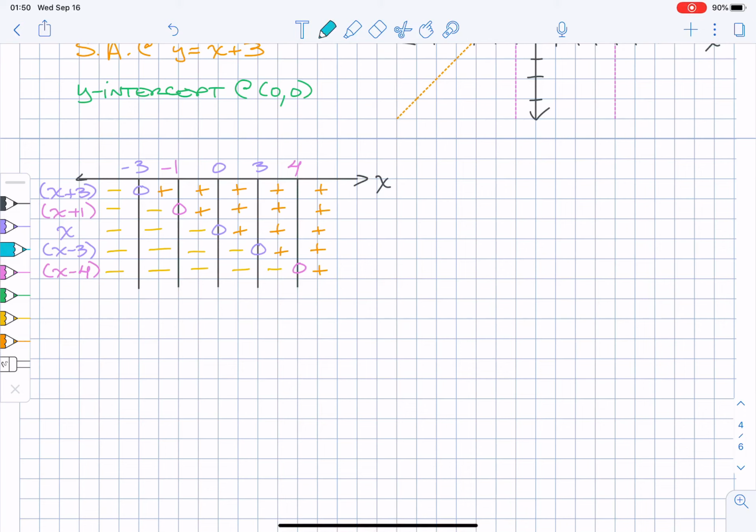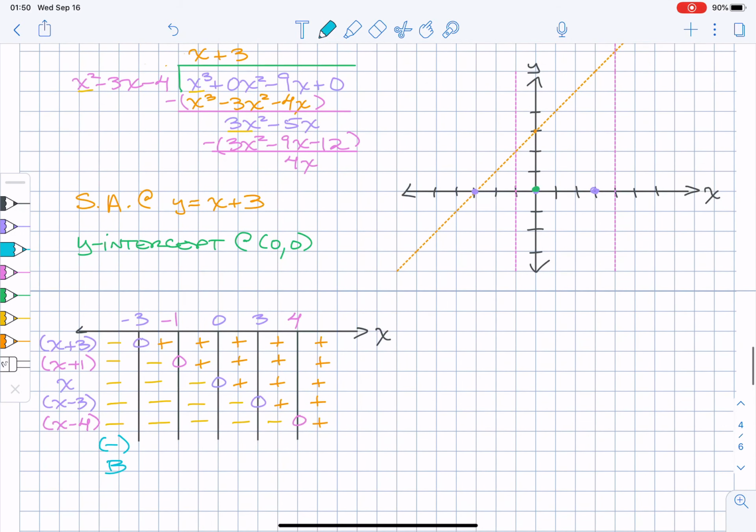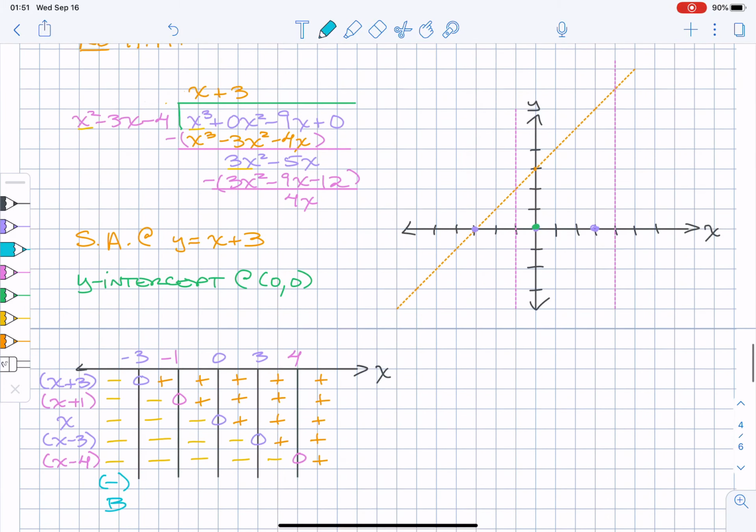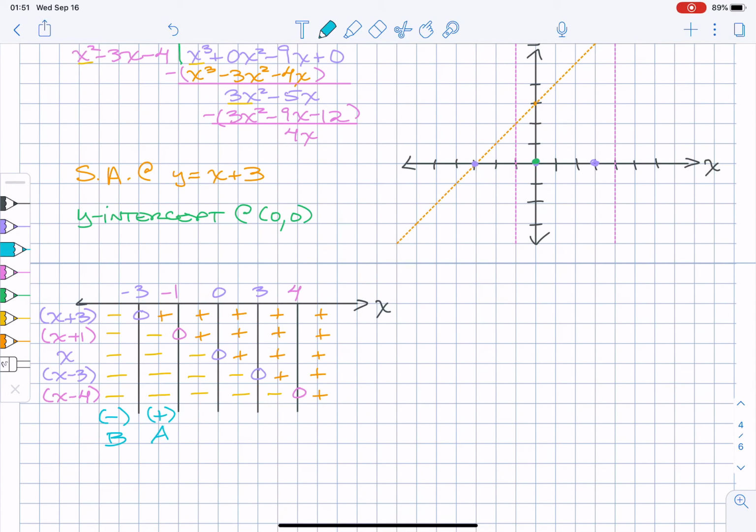Okay, so we have 1, 2, 3, 4, 5 negatives. Make a negative, so that's beneath the x-axis to the left of -3. Then it'll be above the x-axis between -3 and -1. 1, 2, 3, and -1.